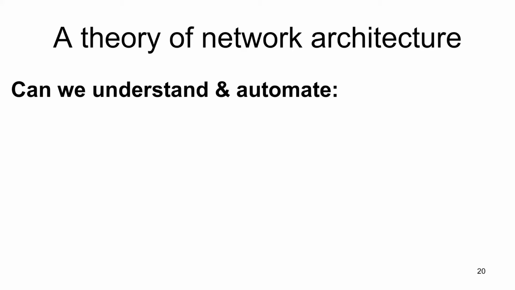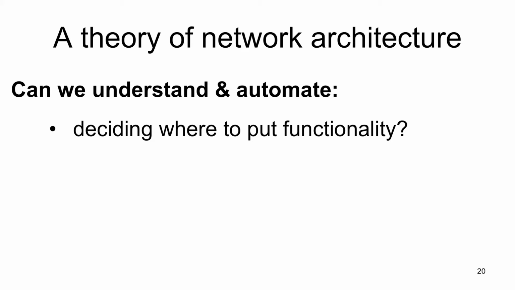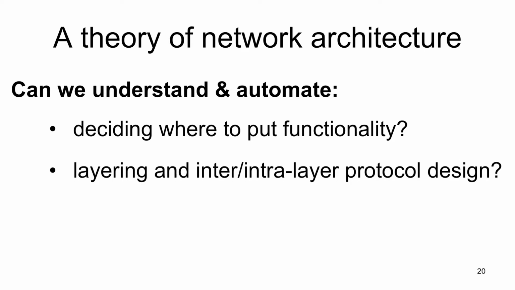So what I want to end with is the high-level goal of what this whole line of research is about, and this is just one small piece of it. What we're really working on at Caltech is a theory of network architecture that builds on, for those of you who are familiar with the network utility maximization framework, it's building on that to introduce these dynamics explicitly into the loop. And so we're trying to understand, can we understand and automate things like deciding where do we need to put functionality in the network?